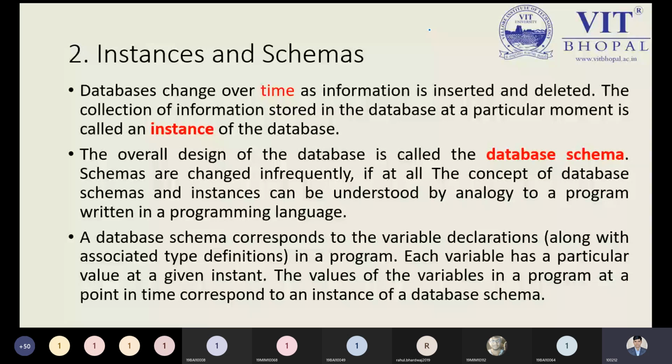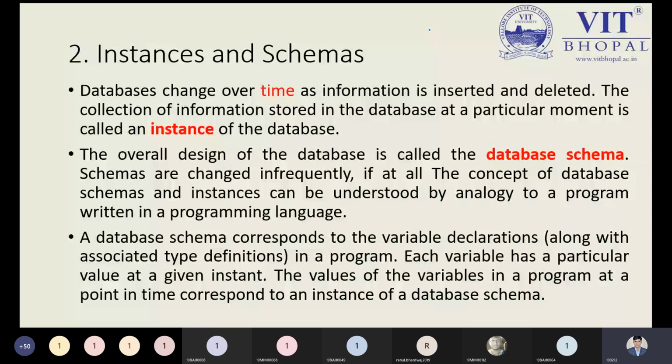Databases change over time as information is inserted and deleted. It means that in the database, the time at which you are trying to insert or delete something is known as the instance. Or we can say it is the moment of maintaining the database. So this term is known as the instance.